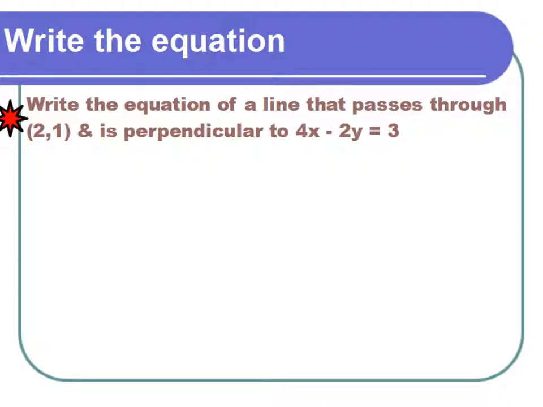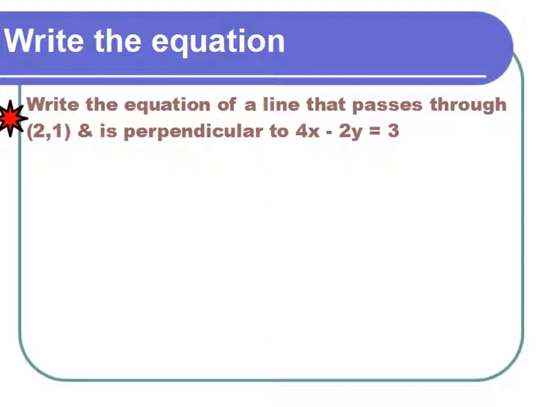Okay, so here's one. It says write the equation of a line that passes through (2, 1), and it's perpendicular to 4x minus 2y equals 3. All right, so to write the equation of a line, we need to know the slope and the y-intercept. They didn't tell me either one of those things. So here's what I'm going to do.